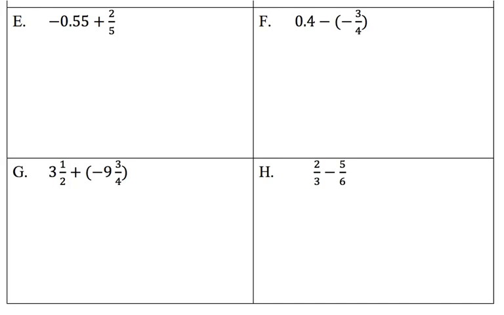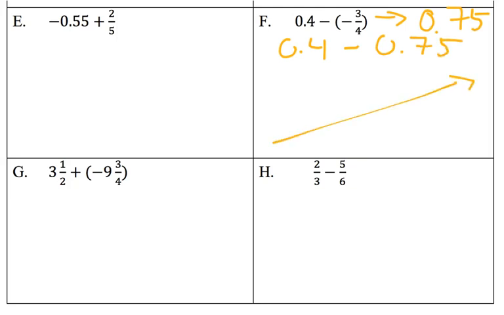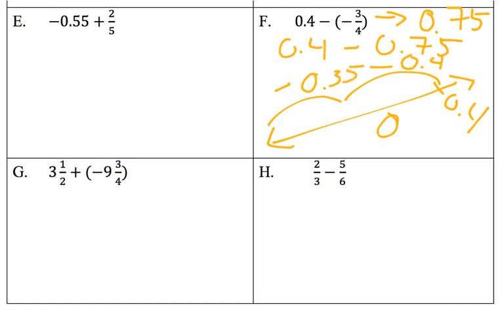So for F, it's 0.4 and then 3/4 in a fraction. And 3/4 in a decimal is 0.75. So the new problem is 0.4 minus 0.75. If you do that on the number line, it's 0.4, and you subtract 0.4 to get 0, and then what's left over is -0.35, and your answer is going to be -0.35.